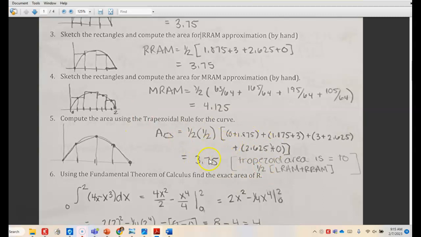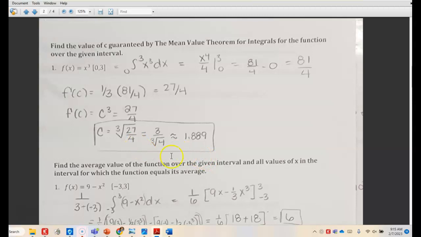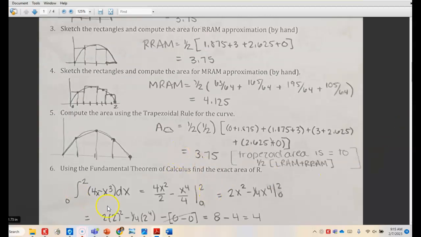Using a trapezoid, we get 3.75. Again, you can see all of those are below for the most part, so an underestimate. And then, like I said, you can actually integrate this, find the actual, getting 2x squared minus 1/4 x to the 4th, and you get 4.